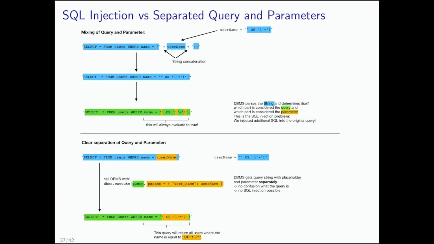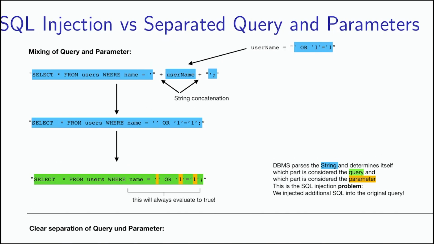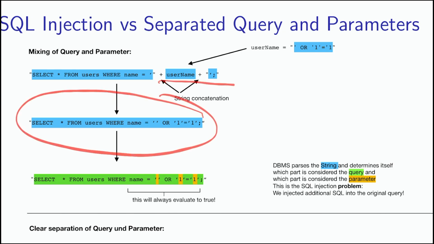And if you look at what happens here, that's what I'm trying to show with this graphic. We're mixing the query with a parameter in this world. So we have this query here, the blue stuff, and the parameter here through a string concatenation, and then we have that one. And this evaluates always to true.